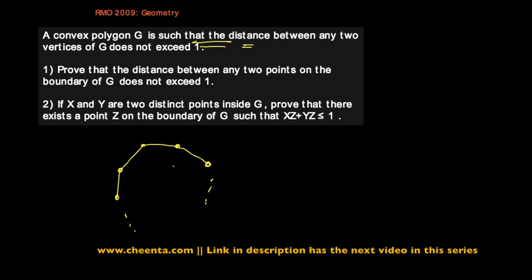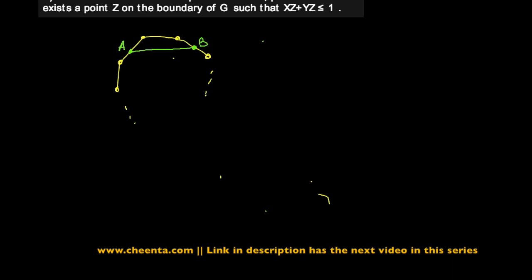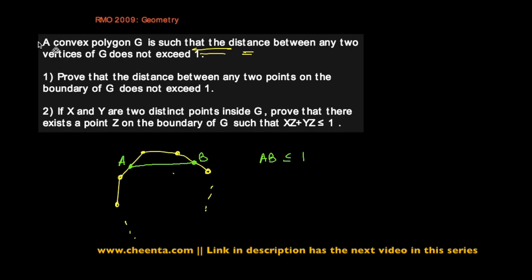Now what we need to show is that even if you do not choose points on the vertices, but choose random points on the boundary and join them, suppose this is A, this is B, then AB will be less than or equal to 1. That's what we want to show: the distance between any two points on the boundary of G, A and B suppose, does not exceed 1.